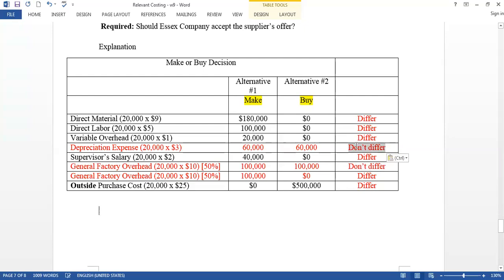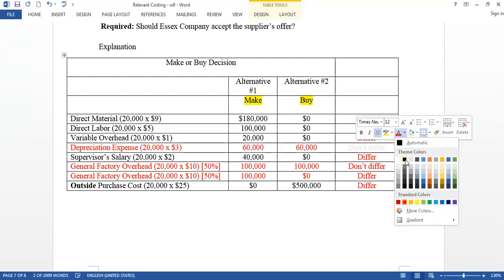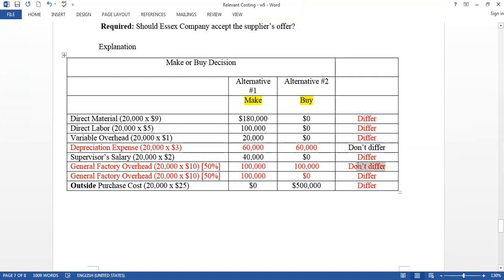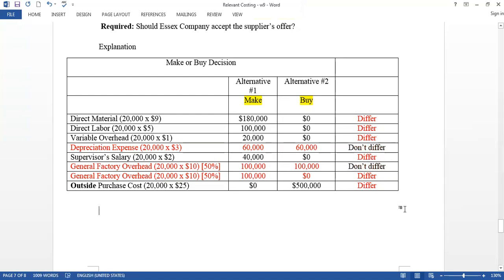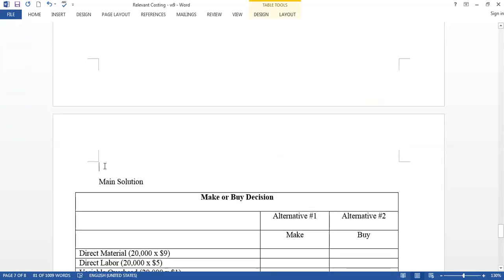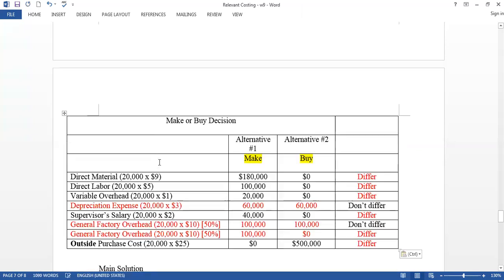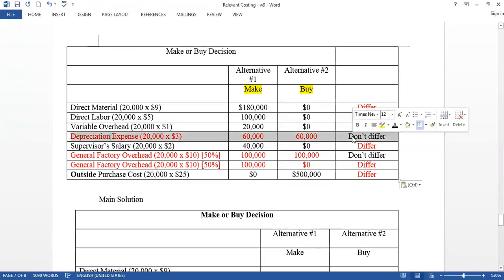So we find that two items don't differ, but the other part differs. Now, when we make a decision, you remember from the very beginning, I told you that when we make a decision, we eliminate which part if there is no difference, right? If there is no difference. So let me delete this.